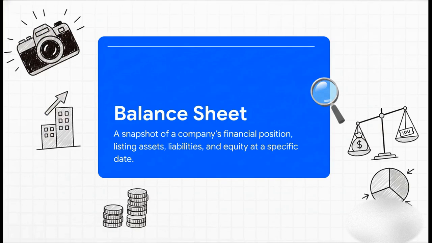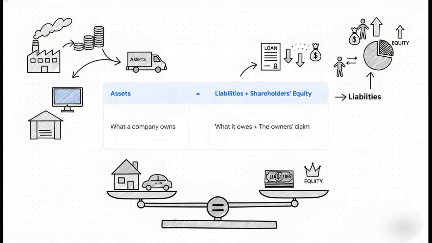Next, there's the balance sheet. Now, if the income statement is like a video showing the action over a year, the balance sheet is a single snapshot in time. It's a picture of the company's financial health on one specific day, listing out everything it owns, its assets, and everything it owes. And this is where we see that classic accounting equation, assets equals liabilities plus shareholders' equity.